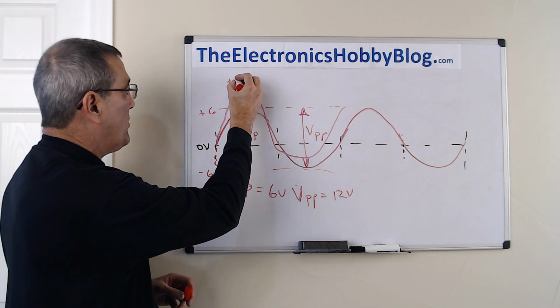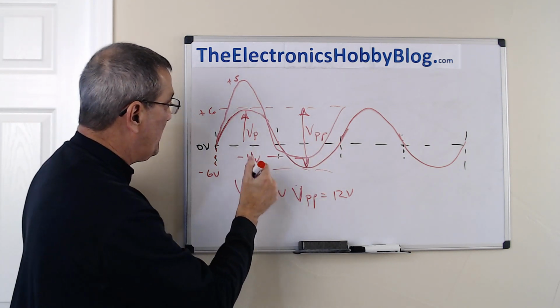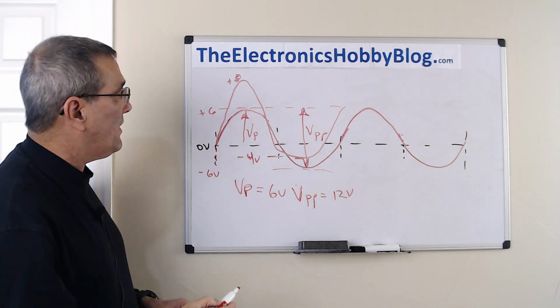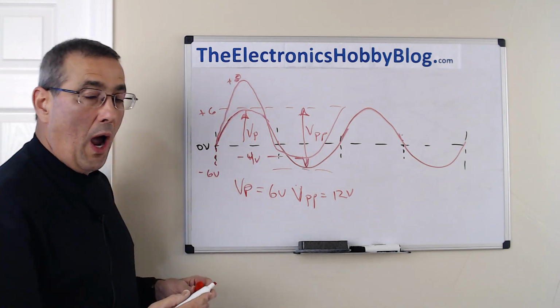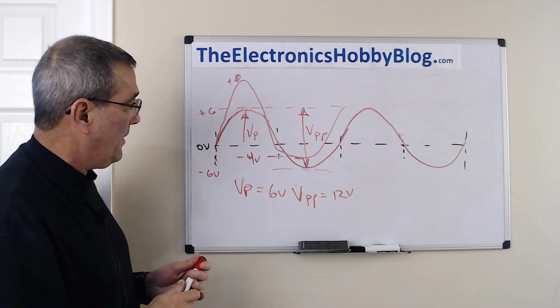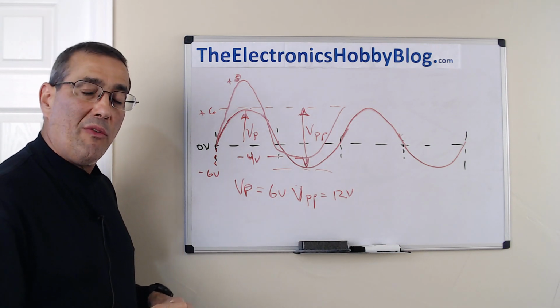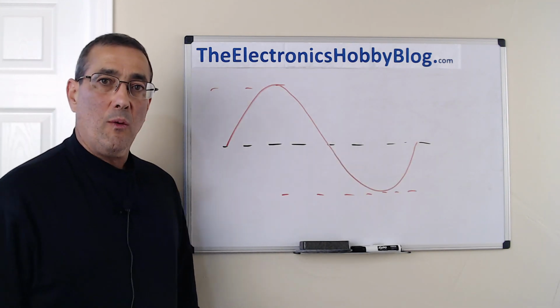So this could be plus 8, and then this could be minus 4, and it's still 12 volts peak to peak. But we've offset it, and so it's actually riding on a DC carrier in that case. So one other thing I want to talk about on sine waves before we go into capacitors. Let's do that. Okay, we're back.